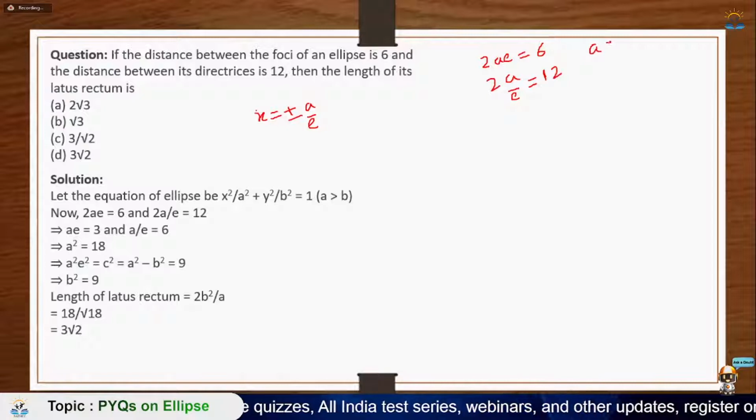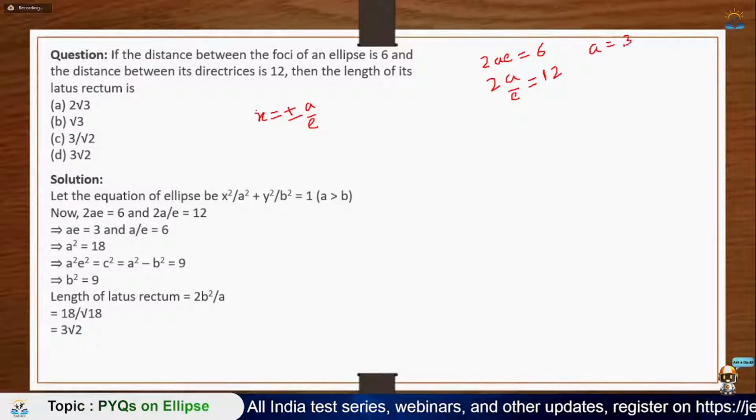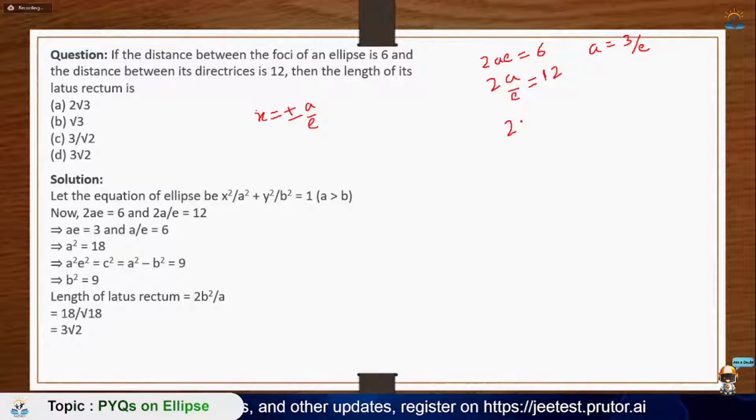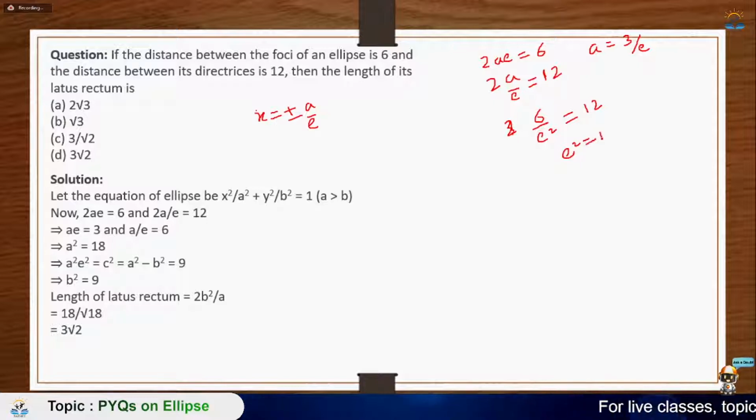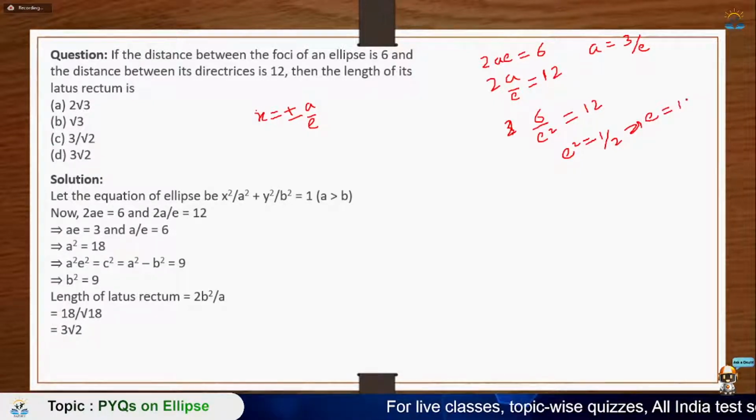So मेरे को 2ae पता है 6 के बराबर है, and 2 times a/e is equal to 12. So from here I can calculate the value of a, and I am getting this thing is equal to 3 by e. Cool. And similarly, I can do here. So 2 times 2 into 3 is 6 basically. So 6 upon e square is coming out to be equal to 12. So my e square is equal to half. And from here, I can simply say that my e is equal to 1 by root 2.